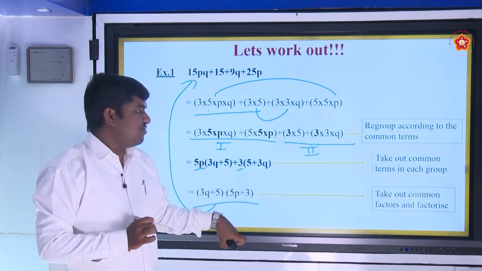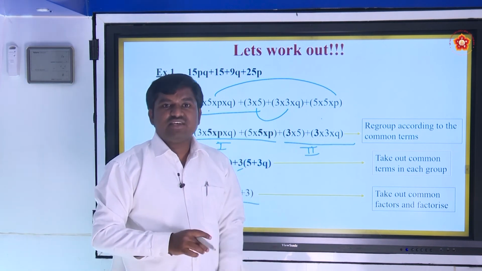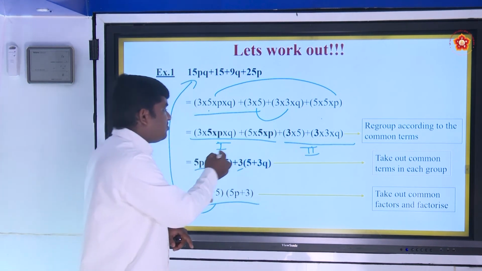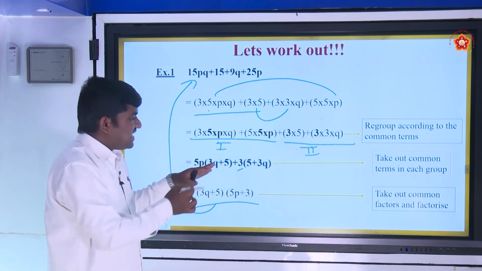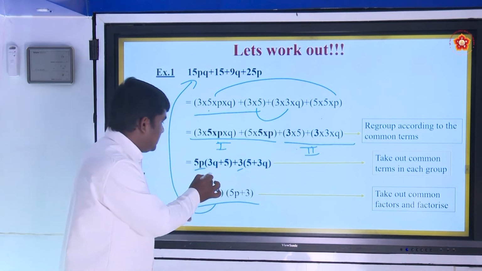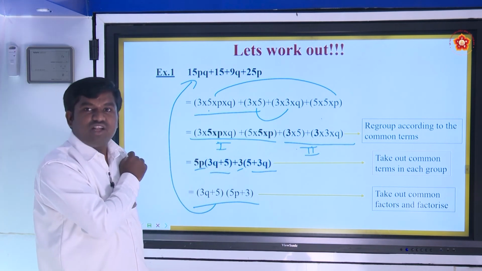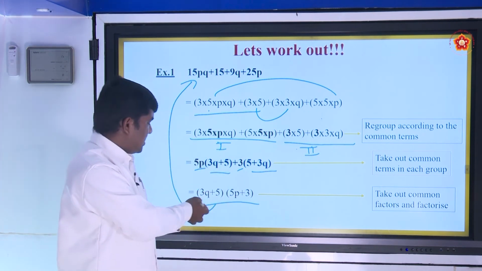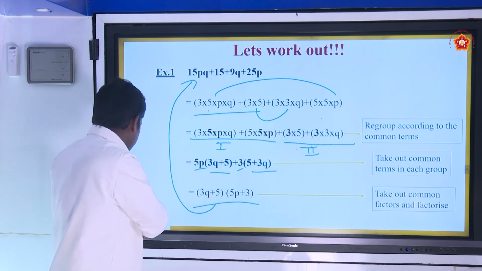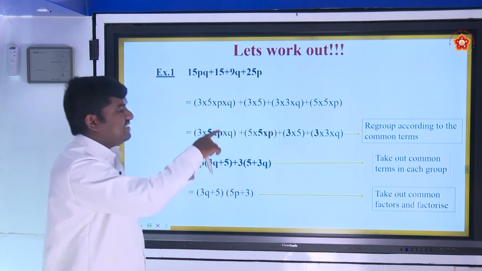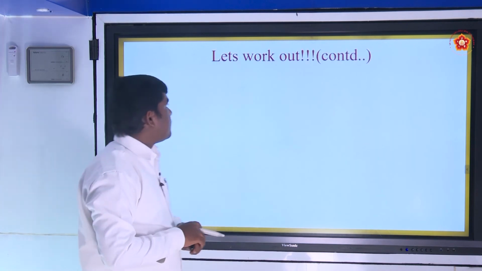Next, what do we have to do? Take out common factors and factorize. In the first group and second group we are taking common factors. Next, the third step is to take out the common factor. 3q plus 5 is common in these two, so we can take it out and we did the factorization. Okay, this is the procedure.